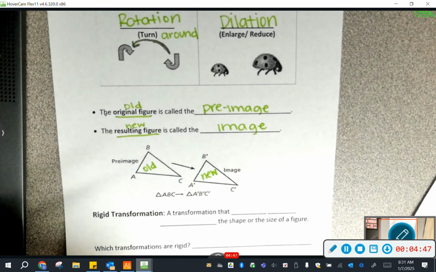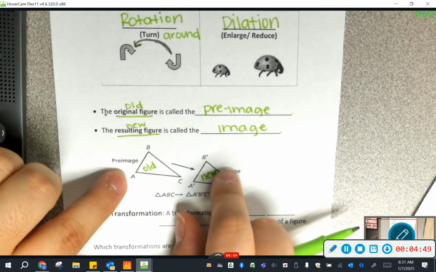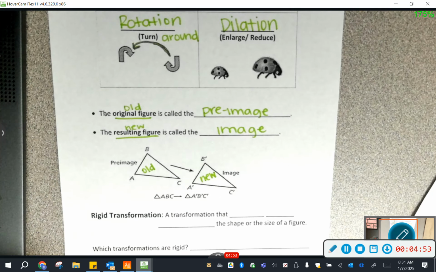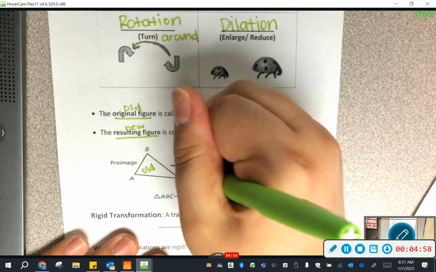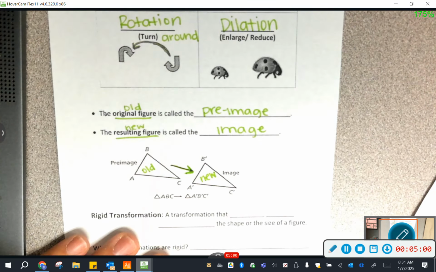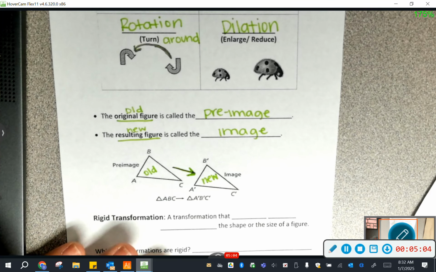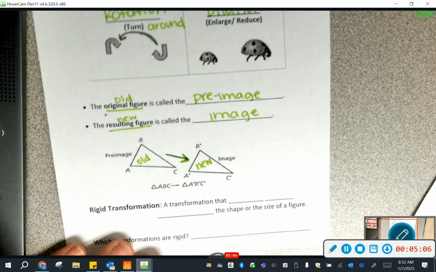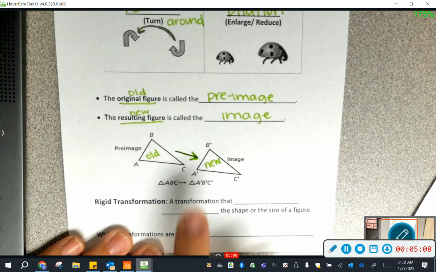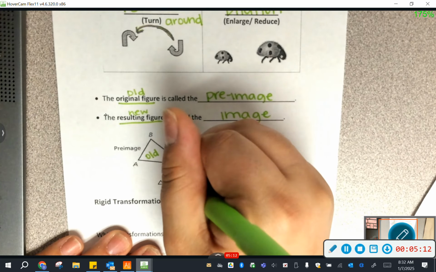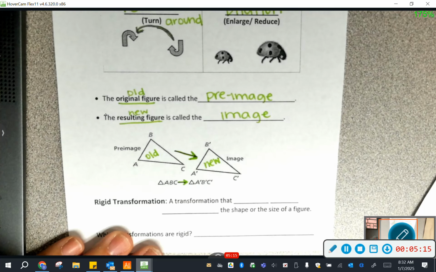Now looking at a picture, it's not always going to tell you pre-image and image. What are some ways that you know which one is the old and which one is the new? Where the arrow points. The arrow is always going to point to the new. That's one way. There's one more way to tell. Oh, the bottom. It literally tells you which one has an arrow to. Perfect. That's not always going to be there either.